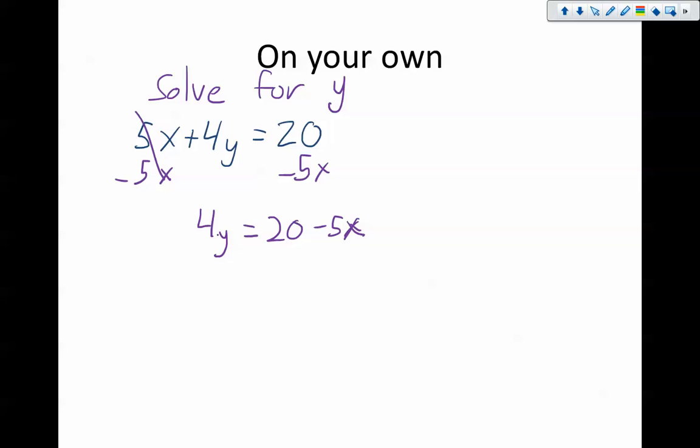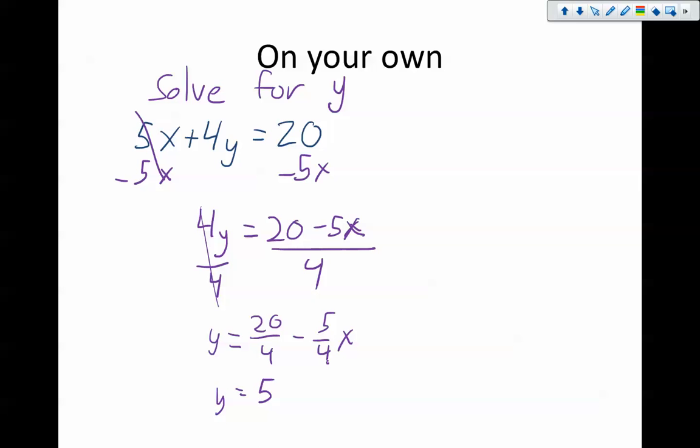Now I have 4y. 4 is being multiplied by the y, so I'm going to divide both sides by 4. Again, everything gets divided by 4. So the 4's cancel, leaving y equals 20 divided by 4 minus 5 divided by 4, x. 20 divided by 4 is 5. 5 divided by 4 is an improper fraction, but it's reduced, so we'll just leave it as 5/4, and then there's x. So there's my answer.